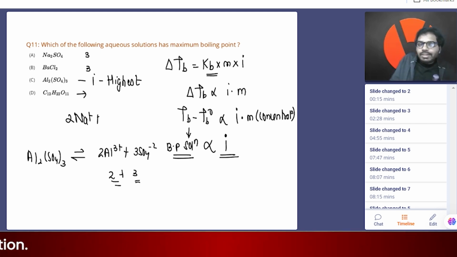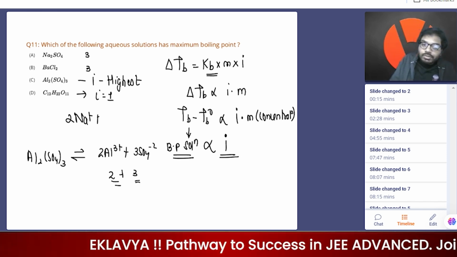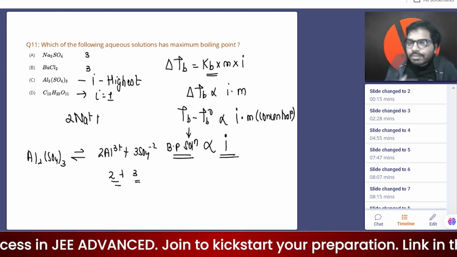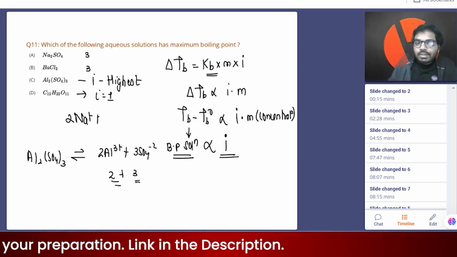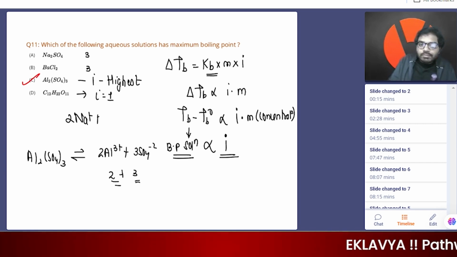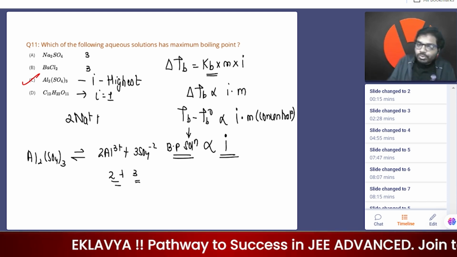And this, C12H22O11, is table sugar. Sucrose is a non-electrolyte, so the i value is equal to 1. So the higher the i value, the higher the Van't Hoff factor, the more will be the boiling point. Okay. So that's the reason here. The maximum boiling point is for aluminium sulfate. If they ask for the minimum, it will reverse, and the answer goes to the sugar.